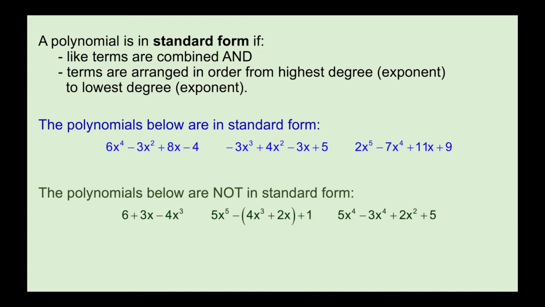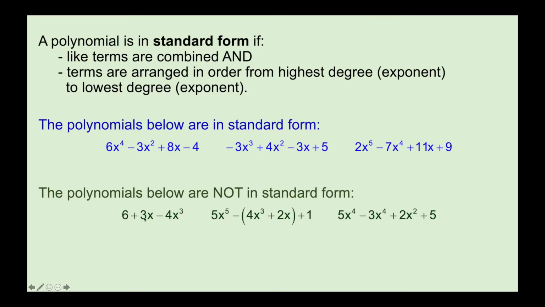Now, a polynomial is in standard form if the like terms are combined and the terms are arranged in order from the highest degree exponent to the lowest degree exponent. So we'll take a look at the examples below. These are in standard form. And the reason is if we look at the degree of this monomial right here would be 4, this one is 2, this one is 1, and then that power would be 0. So they are in descending order, decreasing. 3, 2, this would be to the first, this would be to a 0 power, so again, descending order. And then the same thing holds true for the last example.